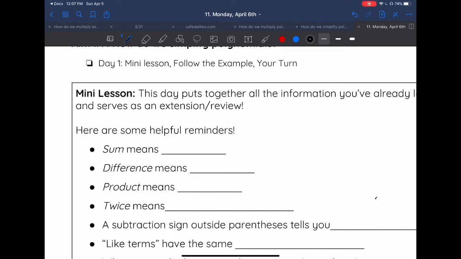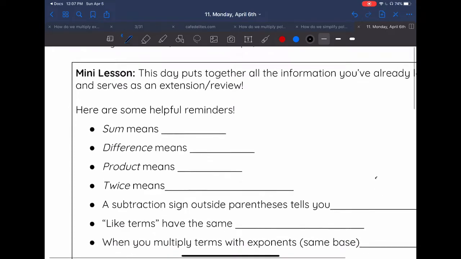Okay, so our aim today is how do we simplify polynomials? Our goal today is to put everything together that we've learned so far in the packet since we've been out of school. Our key thing today is to go over some reminders that are going to be helpful to do today's classwork and tomorrow's classwork.